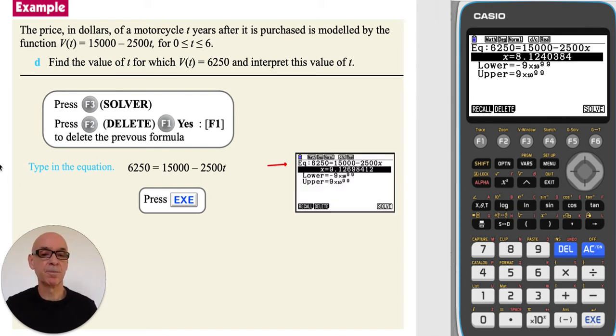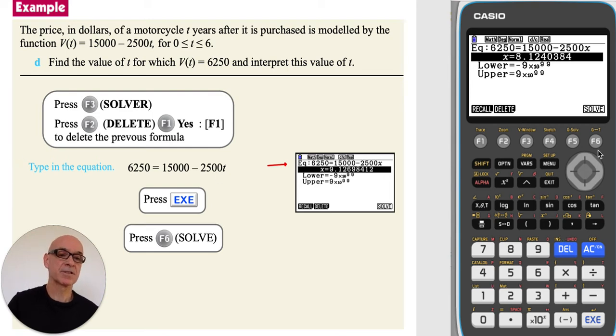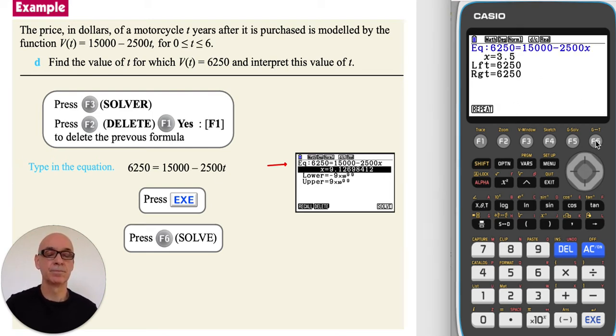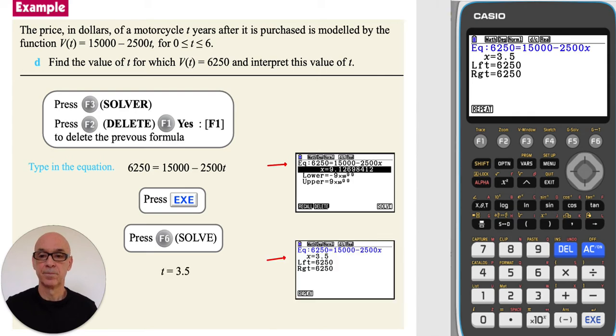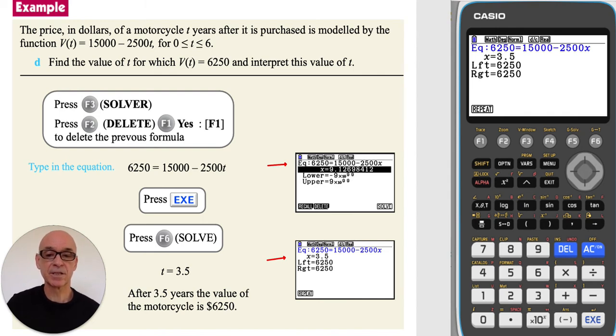Just to note that the number next to X is not the solution to the equation, as we haven't pressed solve yet. Pressing F6 to solve the equation. We see that X, or t in our case, is equal to 3.5. So after 3.5 years, the value of the motorcycle is $6,250.